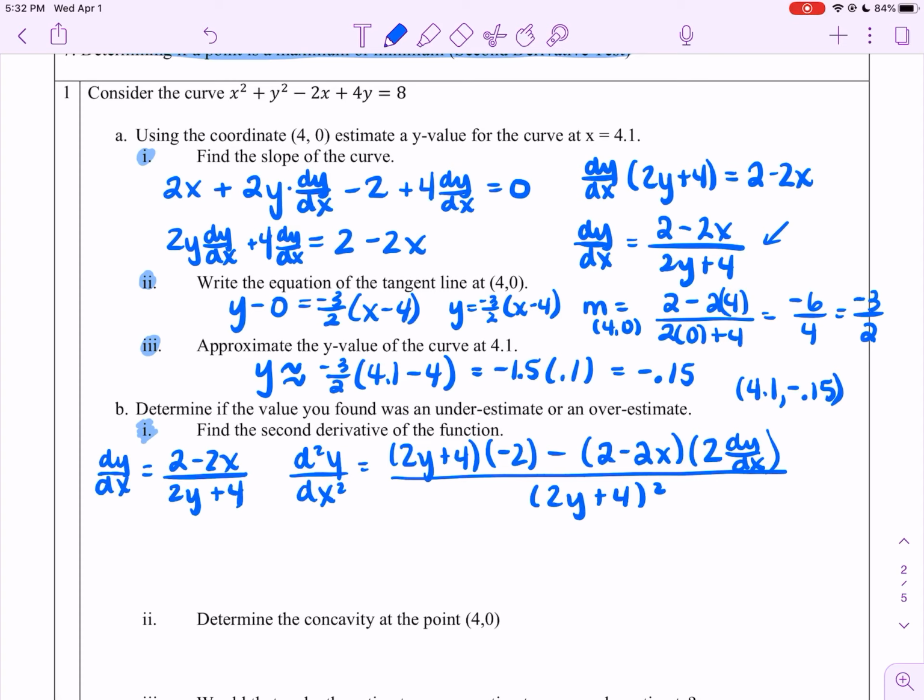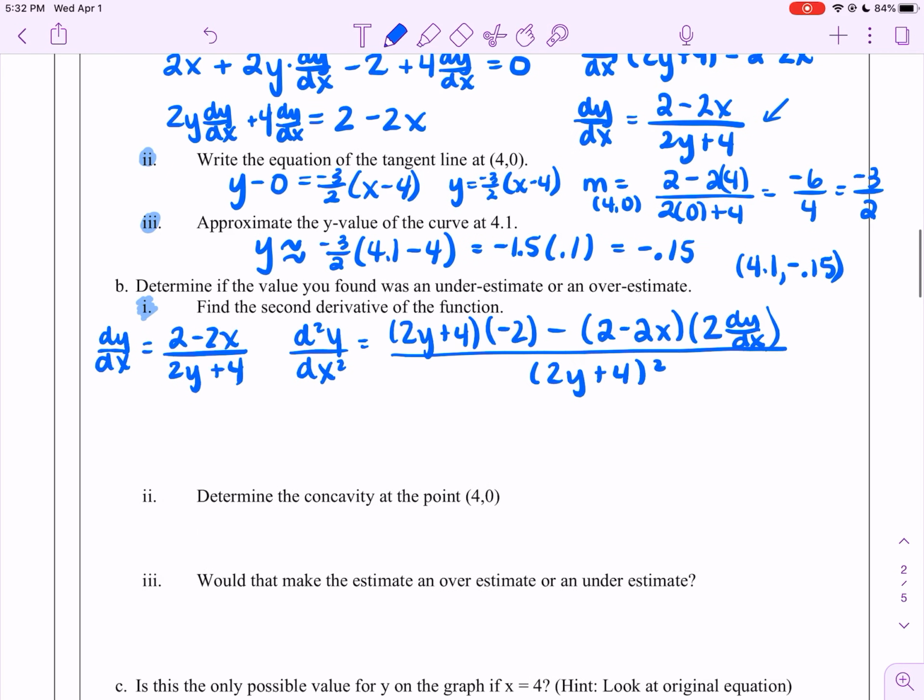For our purposes, because they're not asking for dy/dx in terms of x's and y's, we're actually going to leave it here because the whole point for now is to utilize that value to find the concavity. I just need the sign of the concavity. So once I do find the second derivative, I can move on to the next part. It says determine the concavity at the point (4, 0). If I want to know the concavity at that point, we're going to use the value for x and the value for y and substitute it into the second derivative.